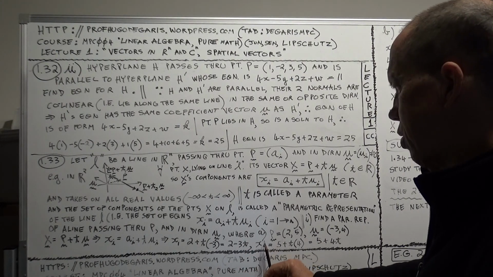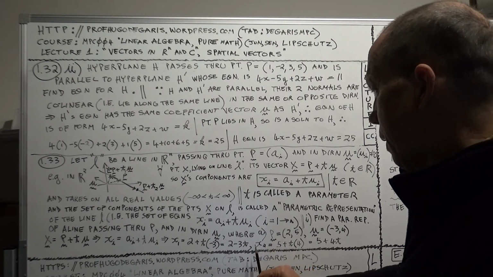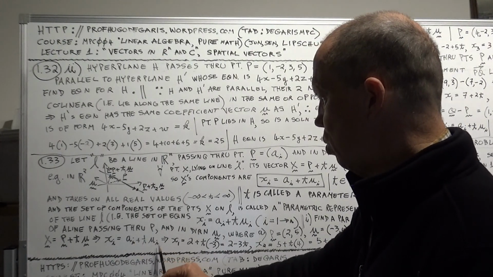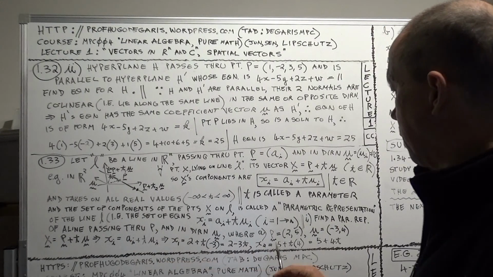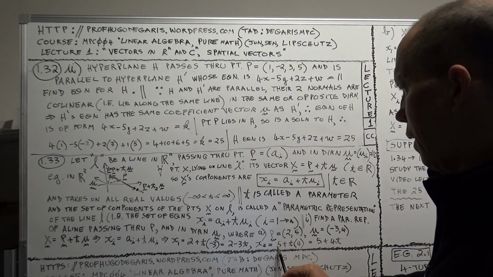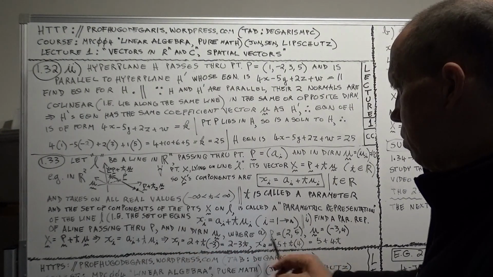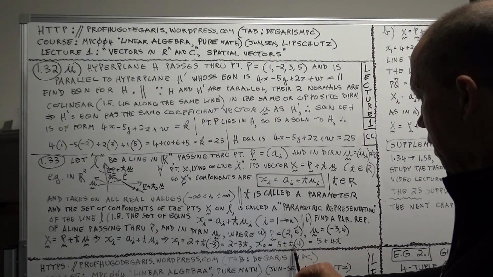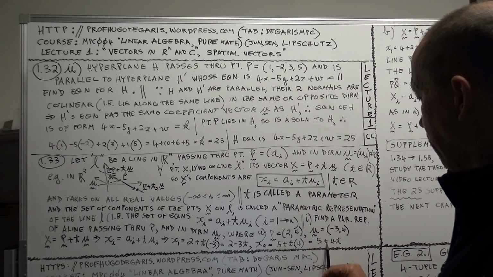Now, how about x2? What will that be? So x2 will be a2 plus t u2. So what is a2? It's 5. So here's your 5 plus t, and what's u2? It's here, 4. So 5 plus t times 4 equals 5 plus 4t.